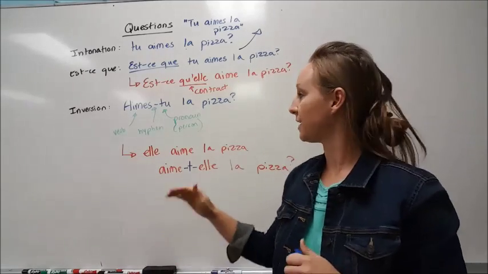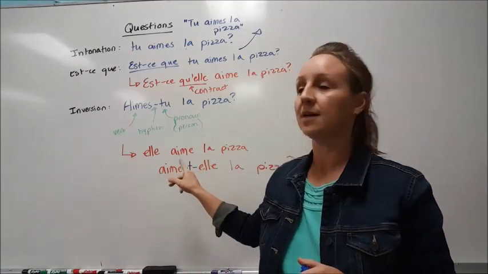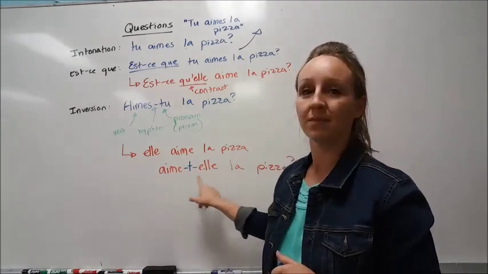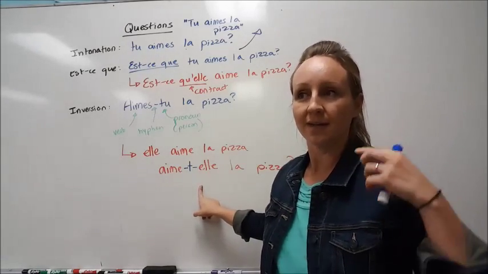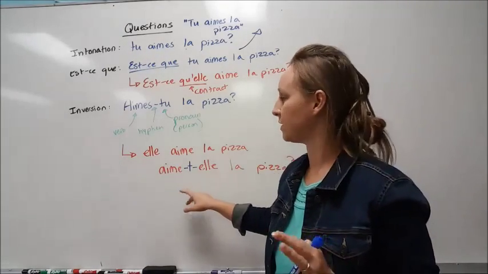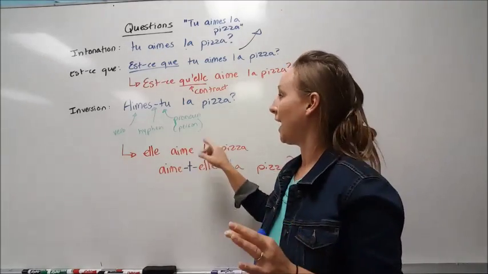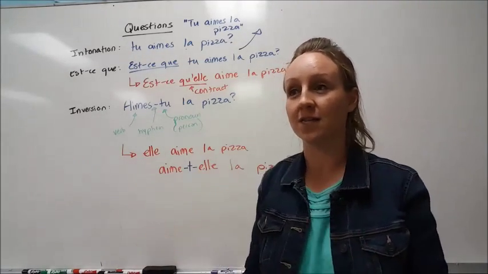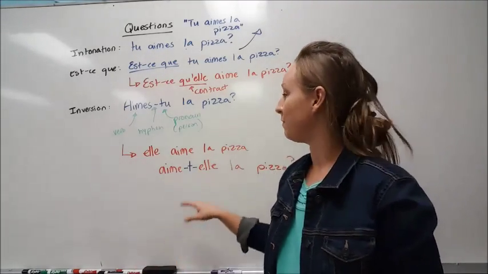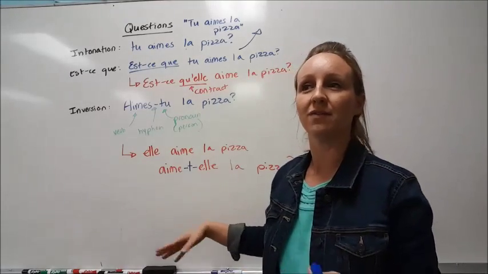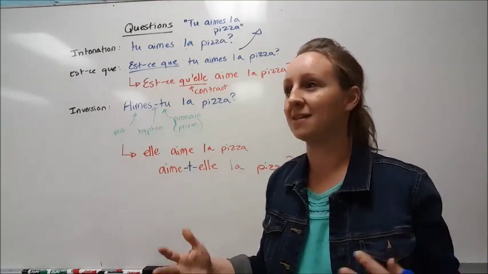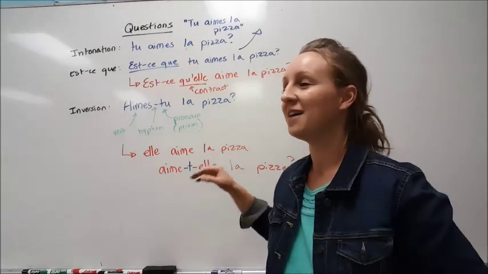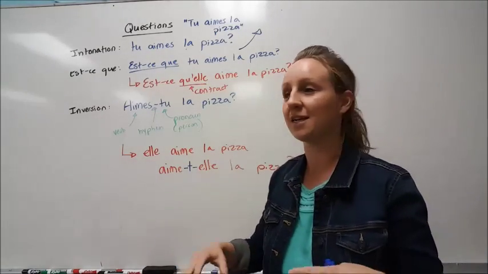Where it does get tricky is, let's say you have something like, she likes pizza. When we switch them, it would be aime, elle, la pizza. And again, it just sounds a little bit bizarre. So what we do is we add in a hyphen and a T and then another hyphen. So now it's aime-t-elle la pizza? It looks super weird and super wrong. And maybe for English speakers, you think, that makes no sense. Well, fair enough, I agree with you, but that is what we have to do. It's hyphen, T, hyphen.